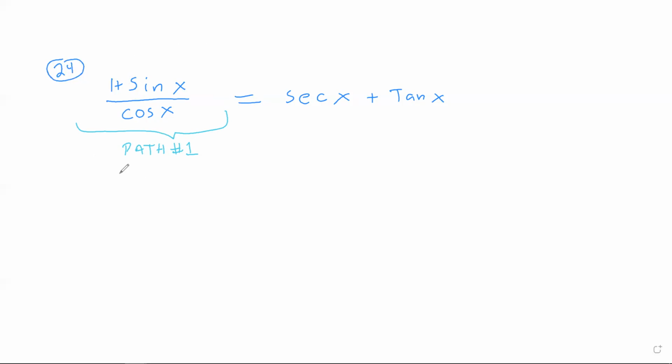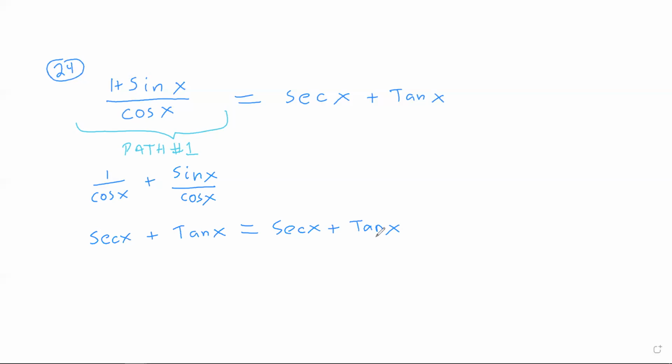So I'm going to separate this into 1 divided by cosine plus sine divided by cosine. I'm just separating this into each of the fractions. And I get that 1 divided by cosine is secant of x, and sine divided by cosine is tangent of x. So this is equal to this. Okay, so we've demonstrated that.